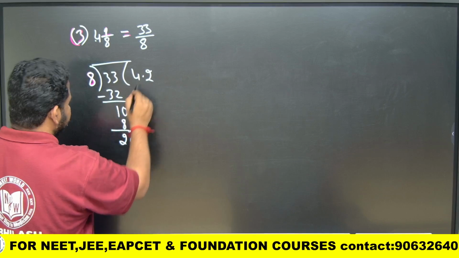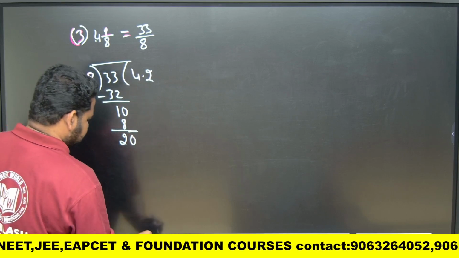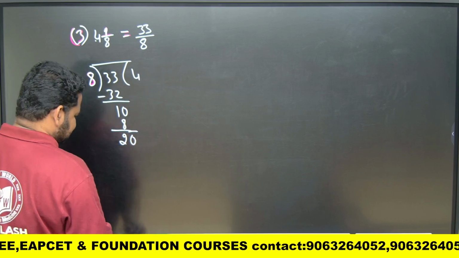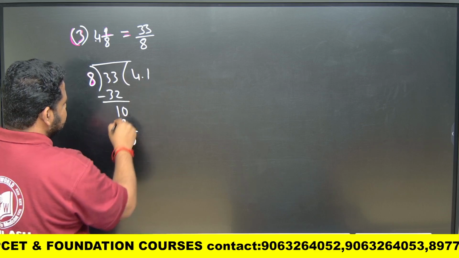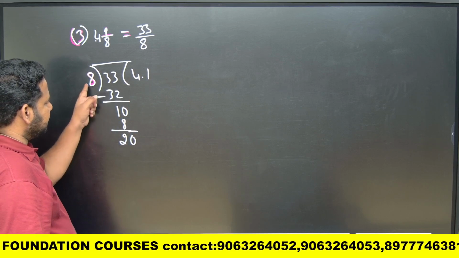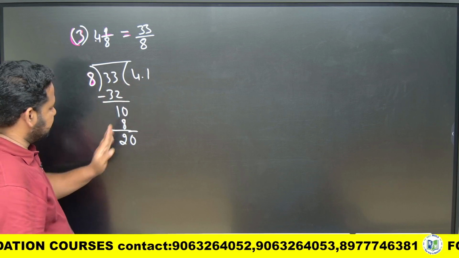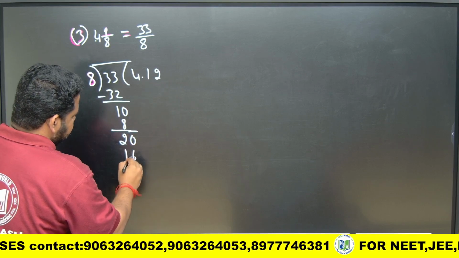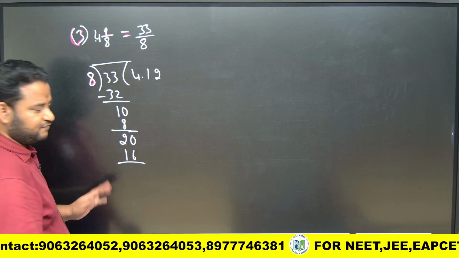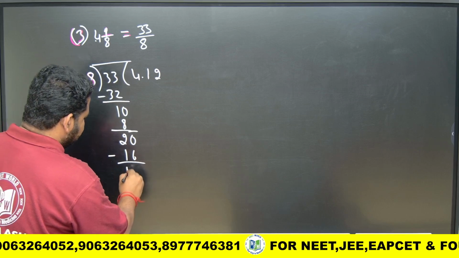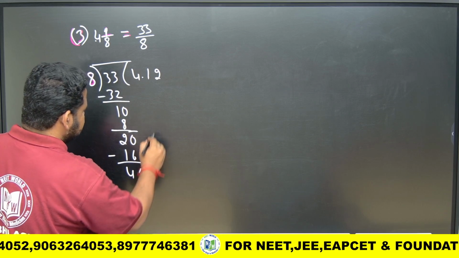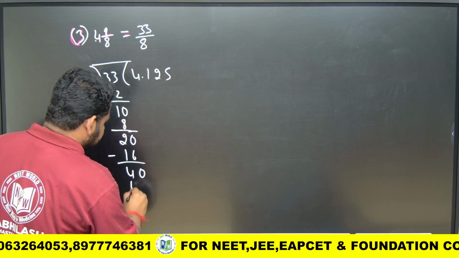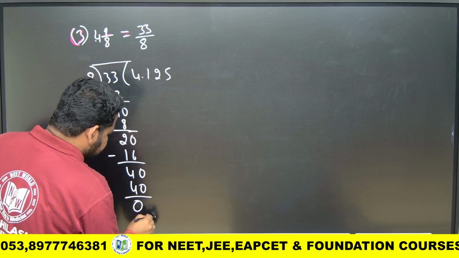Not 8 2s. Actually it should be 8 1s are 8. No, I forgot the tables. So this will become 8 4s are 32. This will be 8 1s are 8. So 2 is there, so this will become 8 2s are 16. What is the remainder that is left, friends? 4 is left. So again if I put 0, 8 5s are 40. We got the remainder as 0.